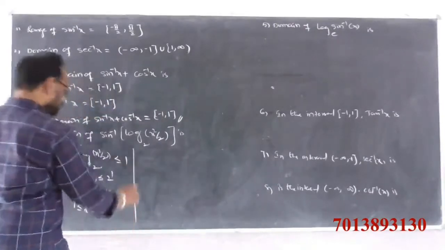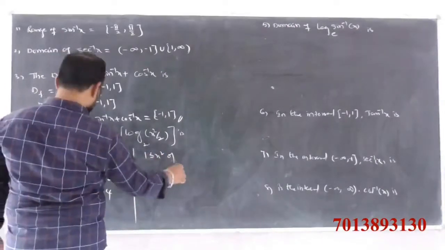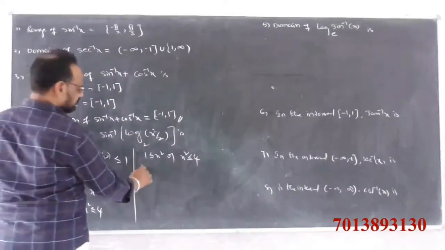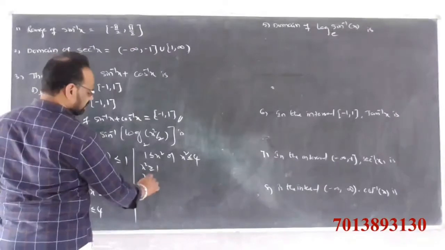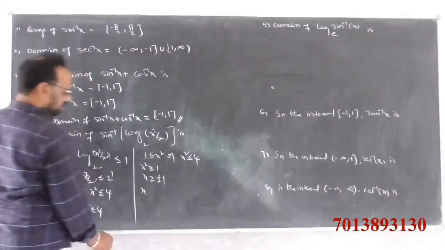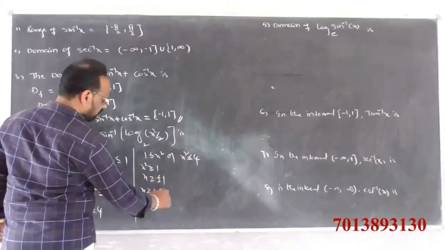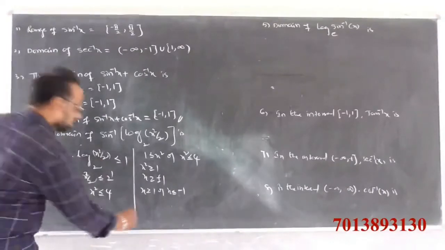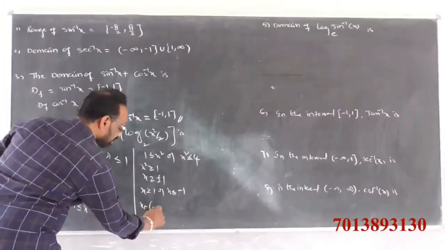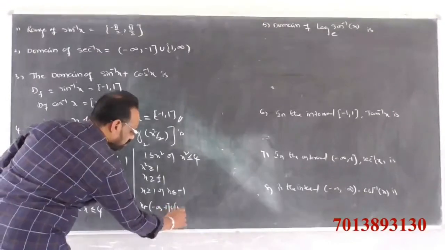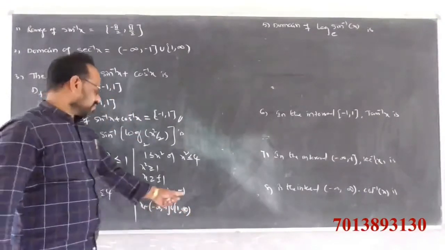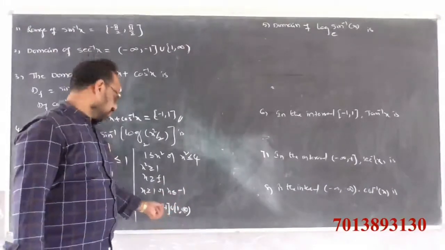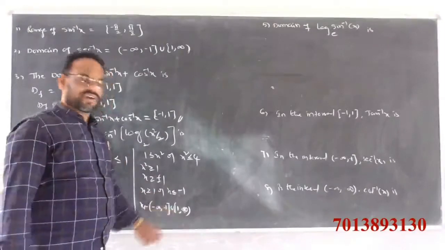That means 1 is less than or equal to x² and x² is less than or equal to 4. So x² is greater than or equal to 1, so x is greater than or equal to 1 or x is less than or equal to minus 1. That means x belongs to -infinity to -1 union 1 to infinity. We get minus infinity to minus 1 and 1 to infinity.